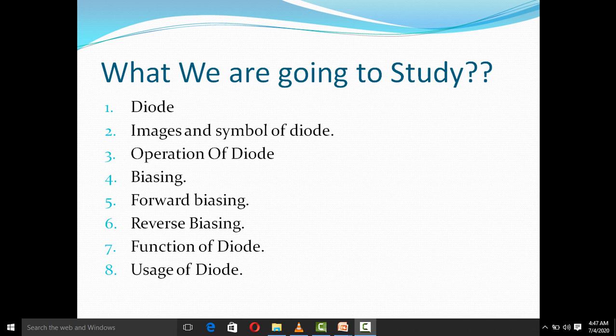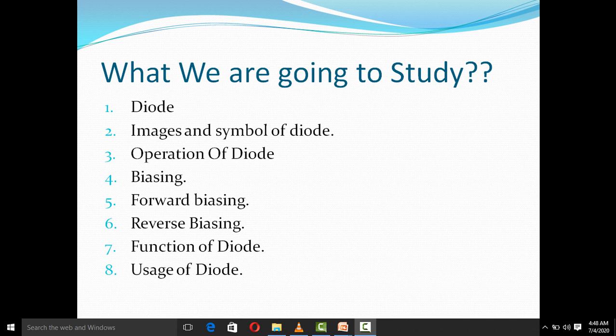First we will study about the diode, then second we will see the images and symbol of diode, and afterwards following that we will discuss about the operation of diode, then biasing. In biasing we will discuss about forward biasing, reverse biasing. After discussing the biasing we will discuss about the function of a diode, what is the function of a diode, and in last we will discuss the usage of diode, that what it is and where it is used, or in other words we can say the applications of diode.